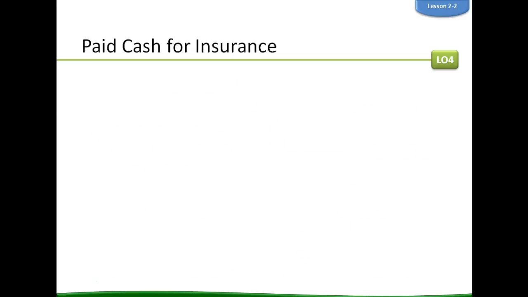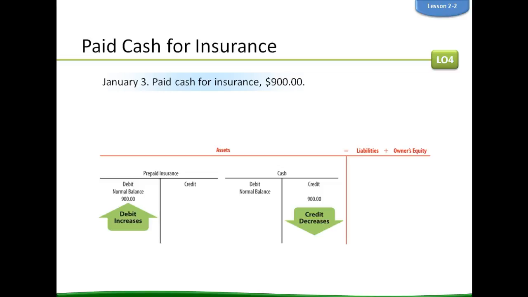Let's look at cash for insurance. We paid cash for insurance of $900. That's a hefty insurance bill. I sure hope none of you have to pay that much.